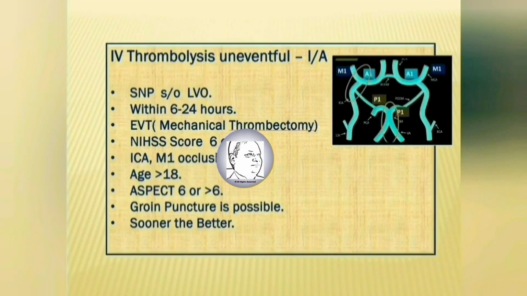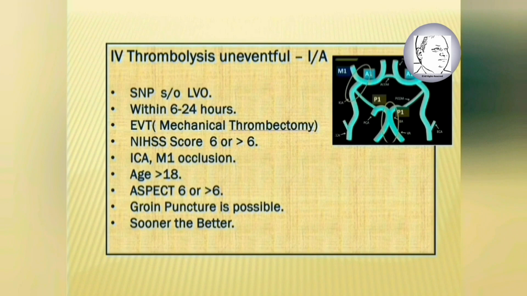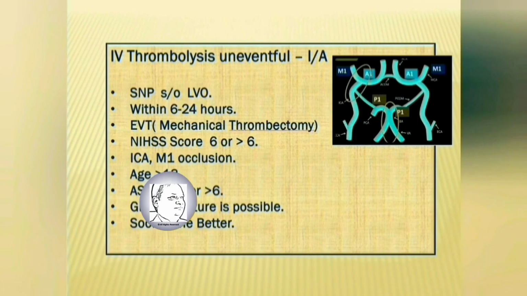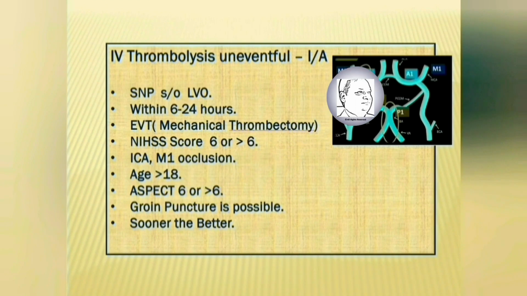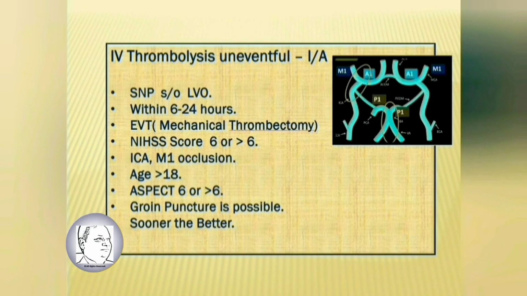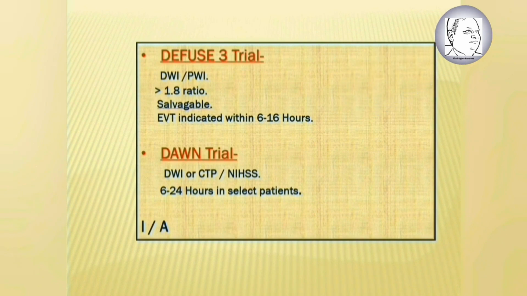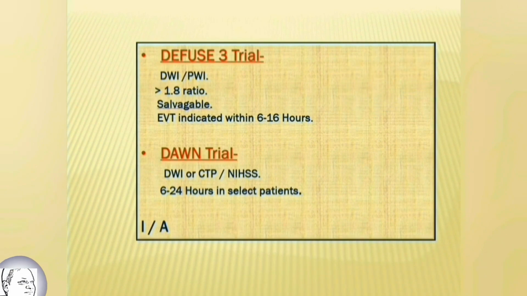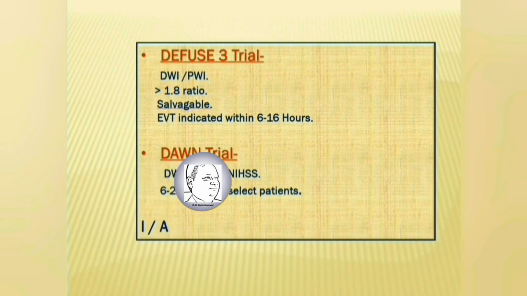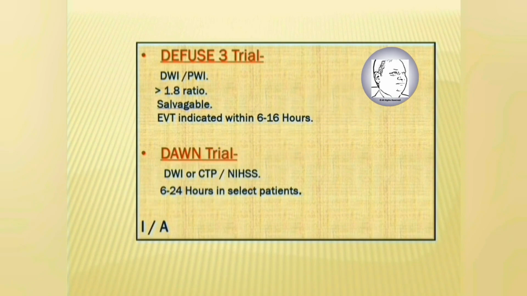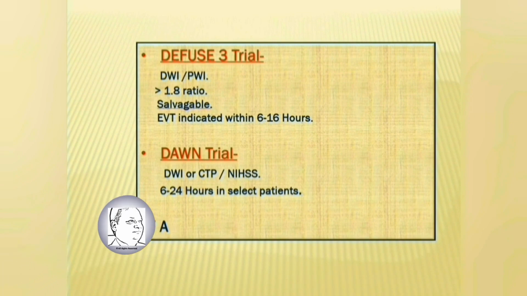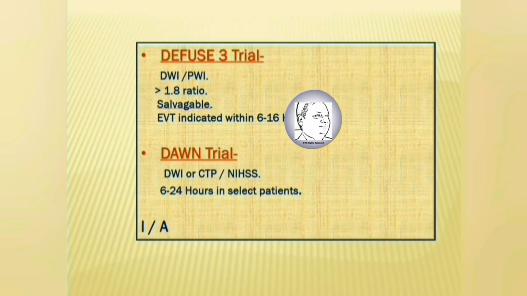After uneventful IV thrombolysis, if features are suggestive of LVO, then EVT should be planned ASAP. Angio suggestive of ICA or M1 occlusion, timing between 6 to 24 hours, age 18 or above, NIHSS 6 or over 6, ASPECT 6 or above. It is advocated on the basis of two trials: the DEFUSE 3 trial, which is based on diffusion perfusion mismatch and suggested EVT within 6 to 16 hours, and the DAWN study, which is clinical imaging mismatch and suggested 6 to 24 hours.